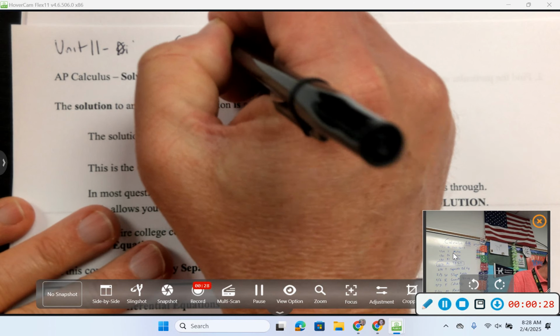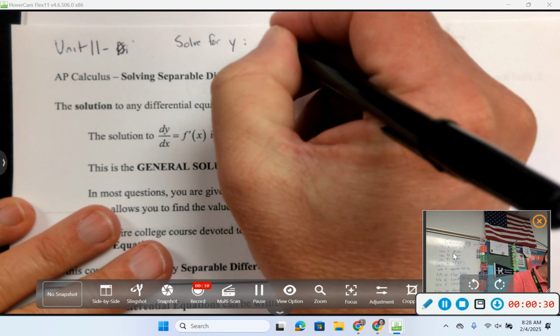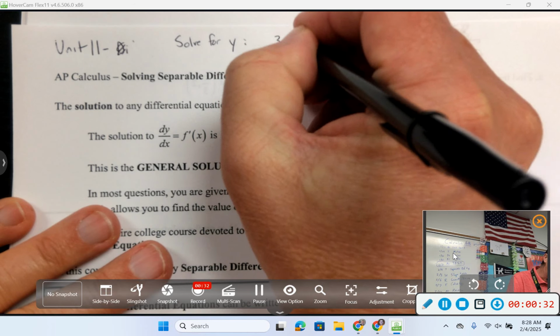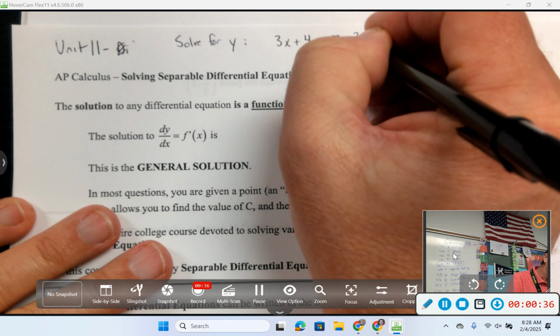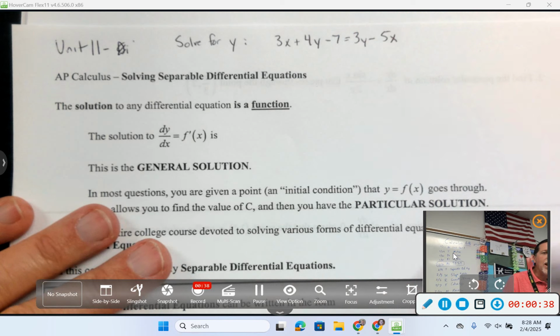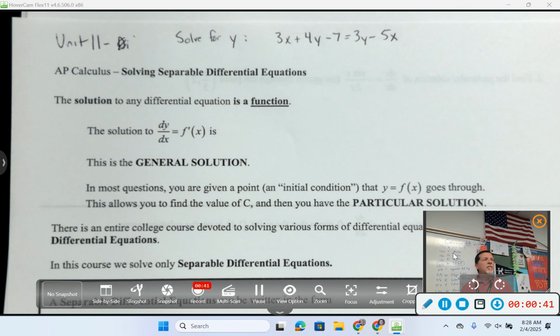So let's just back up to algebra land. Let's solve this equation for y. This is not calculus, but it is related to what we'll do today. So right up there at the top, a little warm up to get our brain going. 3x plus 4y minus minus 7 equals 3y minus 5x. Solve that for y. Ready, go.